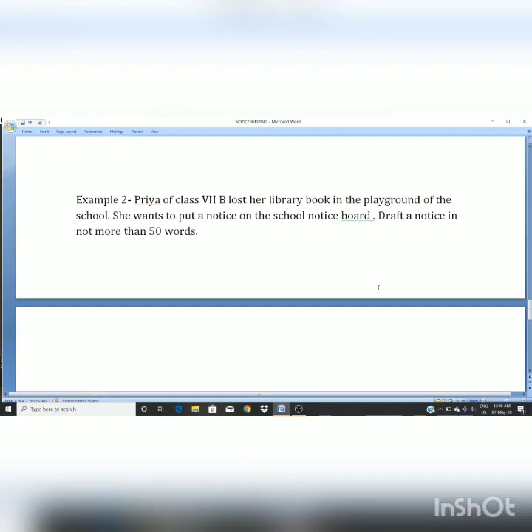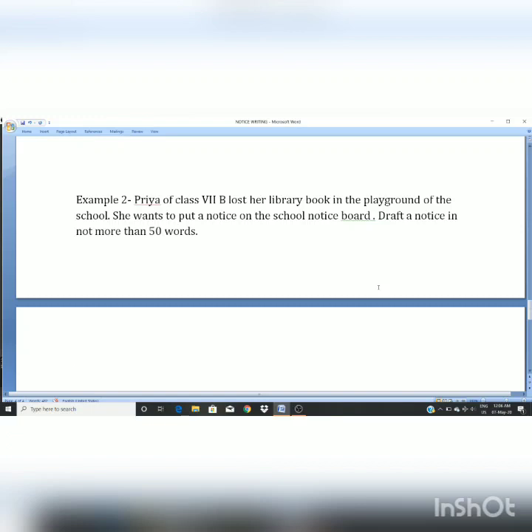See one more example. Priya of class 7th B lost her library book in the playground of the school. She wants to put a notice on the school notice board. Draft a notice in not more than 50 words. So here your question is saying that you are Priya and you belong to which class? 7th B. What is the purpose of writing the notice? Because you have lost your library book in the playground.